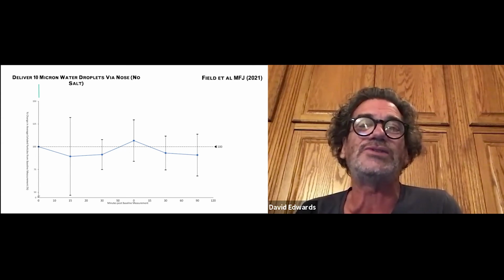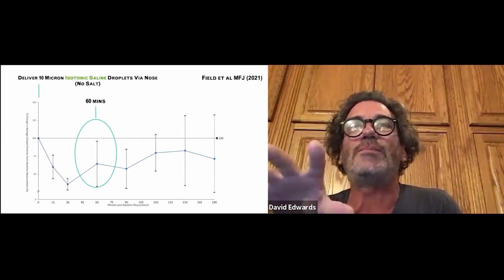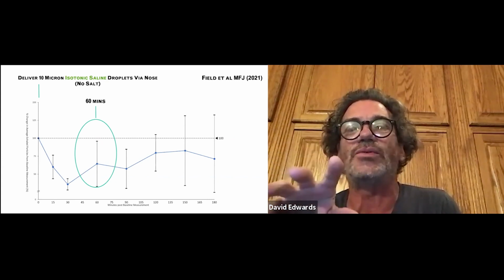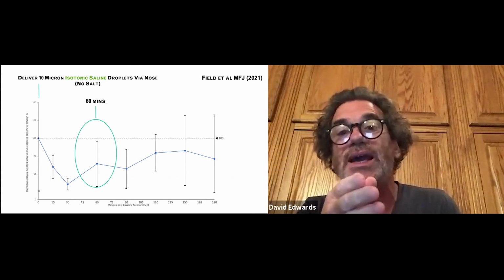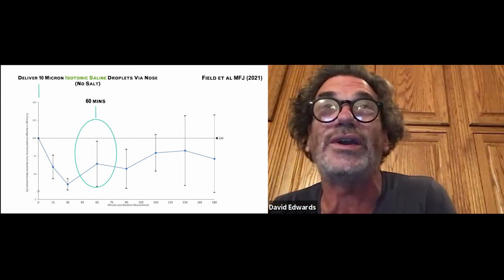So next slide. Well, let's just say we put in droplets that are sized like they are with Fen, and it's just normal saline. Now, if you look closely, it looks like you're wearing a mask.